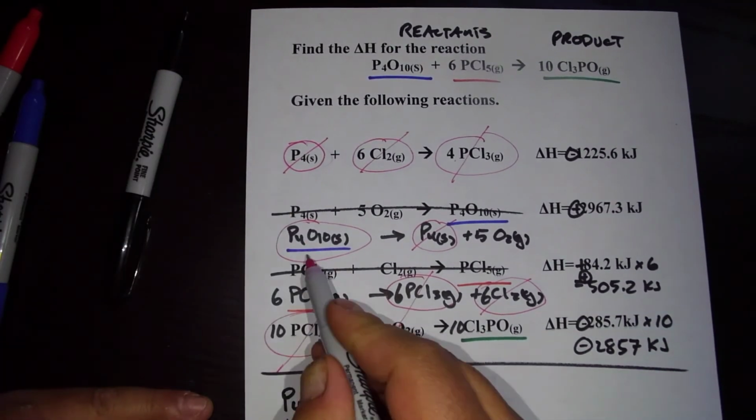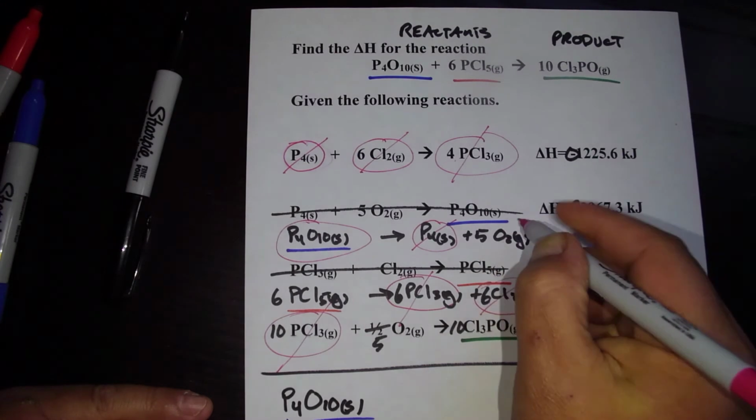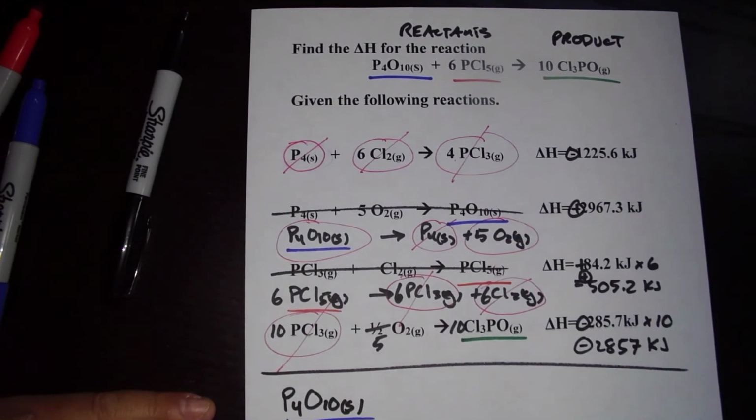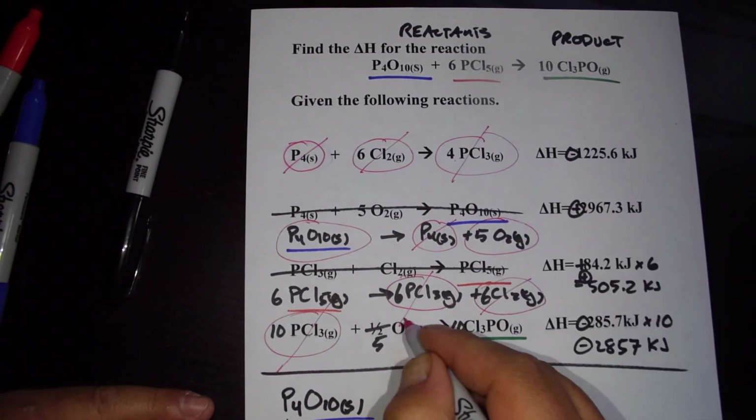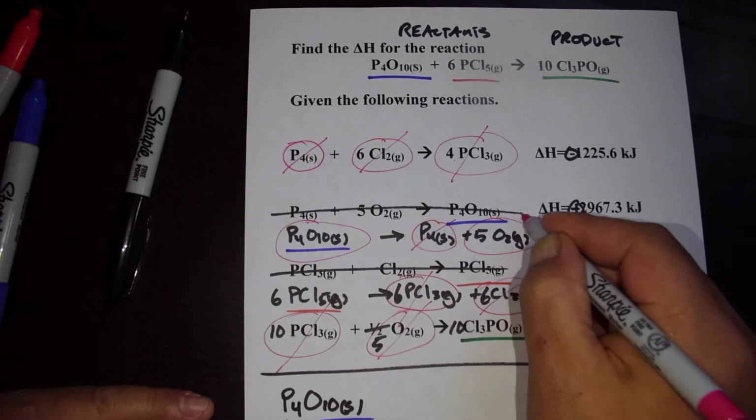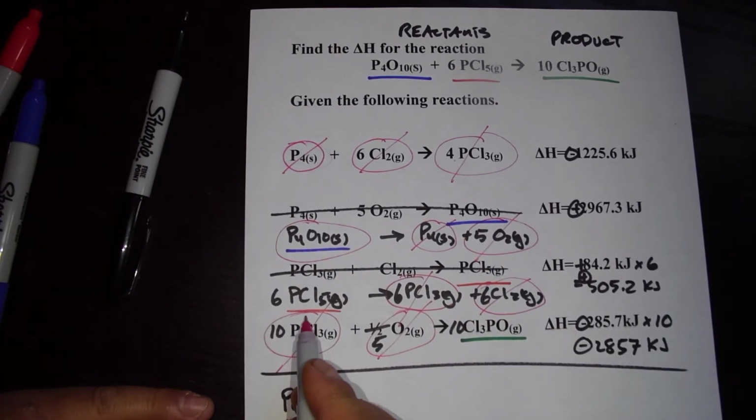I'm using too many pens. And we have 502. Sounds like an area code. We have 502 right there. We have 502 right there. Those cancel each other out. We're good. On to the next one.